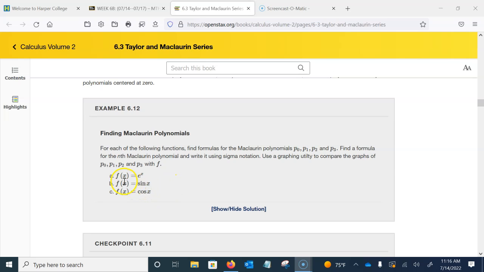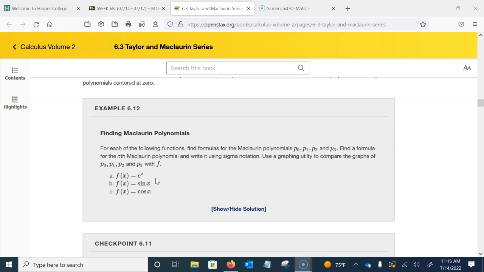Okay, so if we look at the first one, f of x, e to the x, the really nice thing about that one is all the derivatives, so the first, second, third, fourth, the nth derivative, is going to be e to the x. And e to the x evaluated at 0 is going to be 1. Remember, we would take the nth derivative evaluated at a, but a is 0.